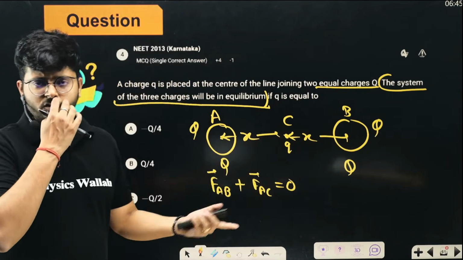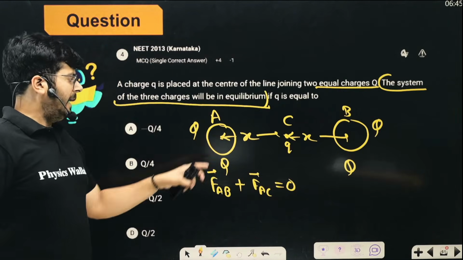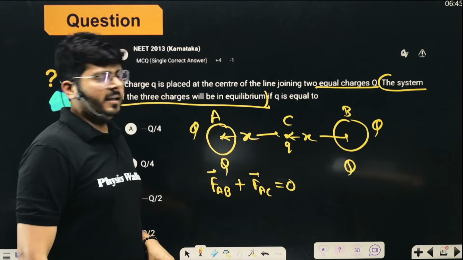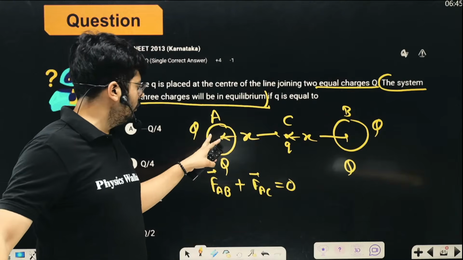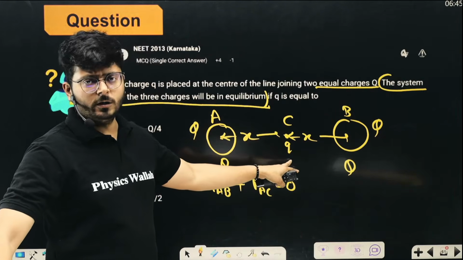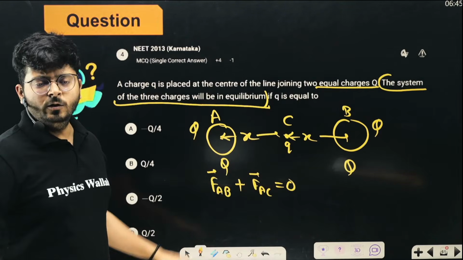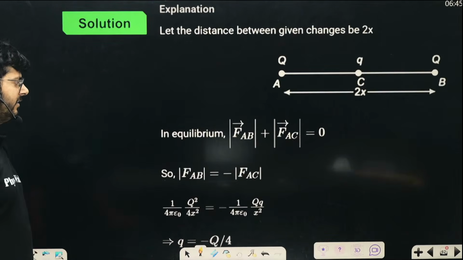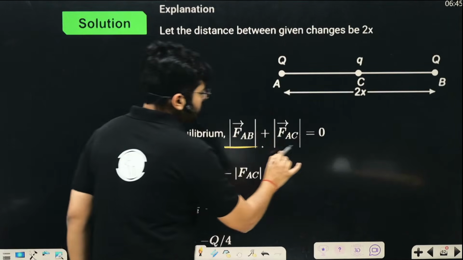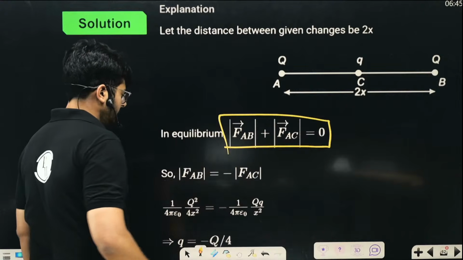Right, which is 4x square, basically 2x ka whole square, right? And the force between A and C is K times Q1 Q2, Q into small q upon x square, and you add it up and that should be 0, right? This is how the thing is. The net force here is 0.